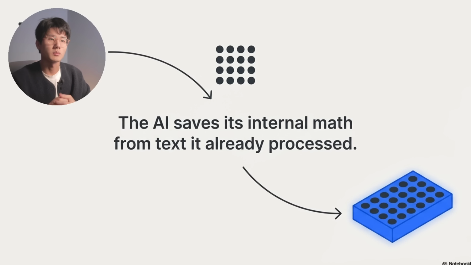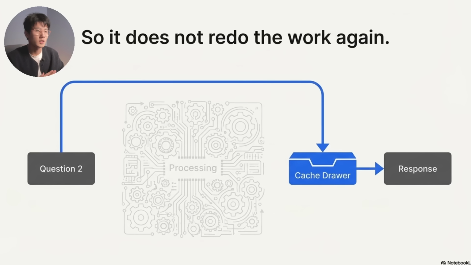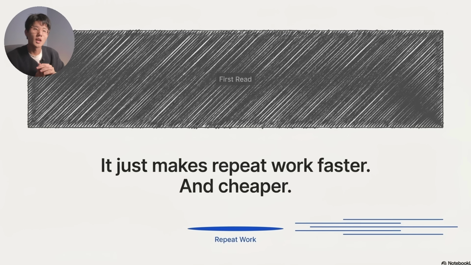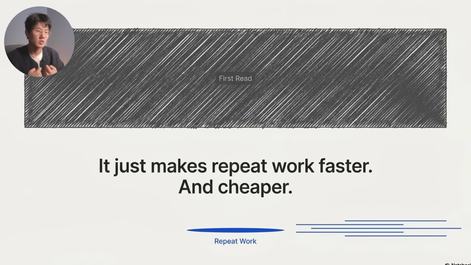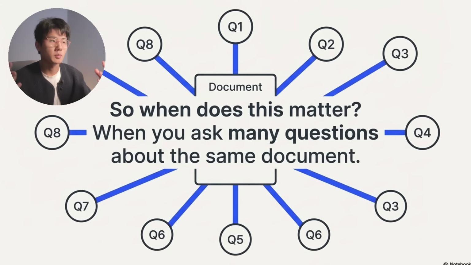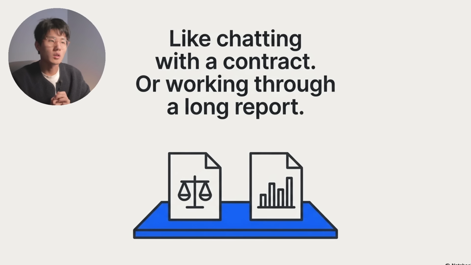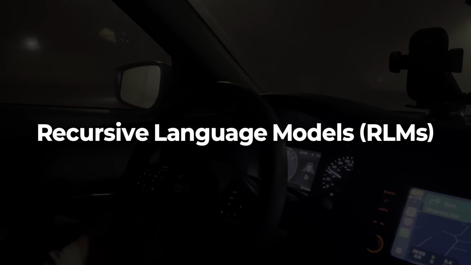The AI saves its mental math from text it already processed, so it does not redo it on the next question. It does not change what the AI can do. It just makes repeat work faster and cheaper. So when you're asking many questions about the same set of documents, like chatting with a contract or working through a long report, this is what you need.